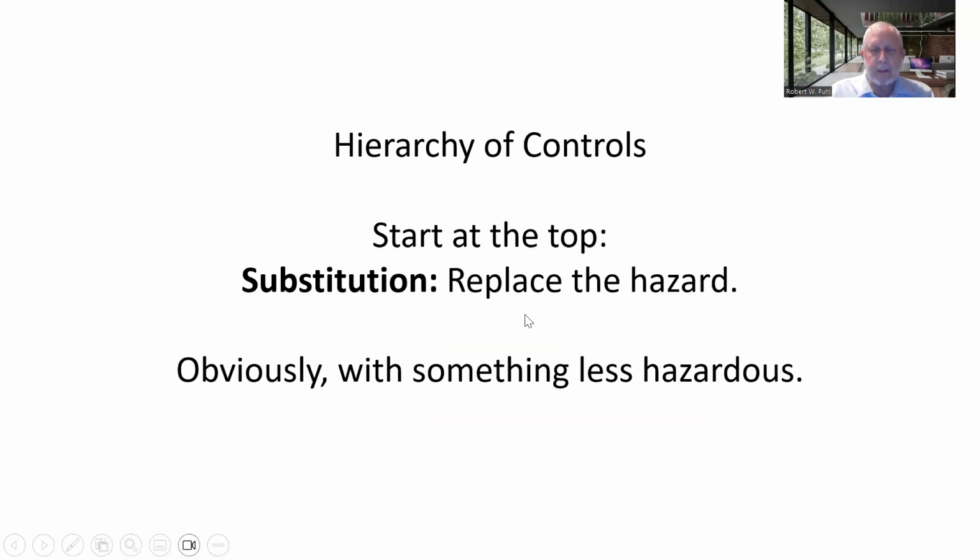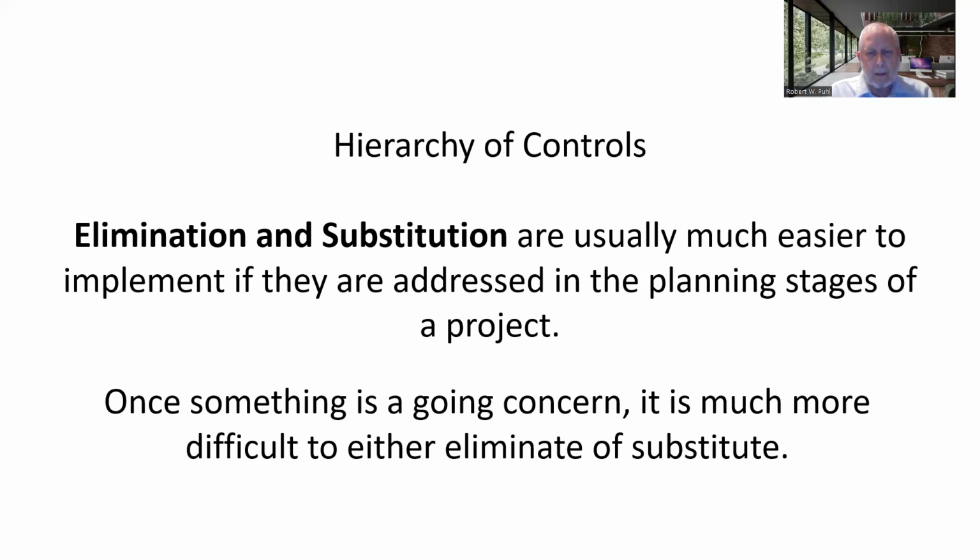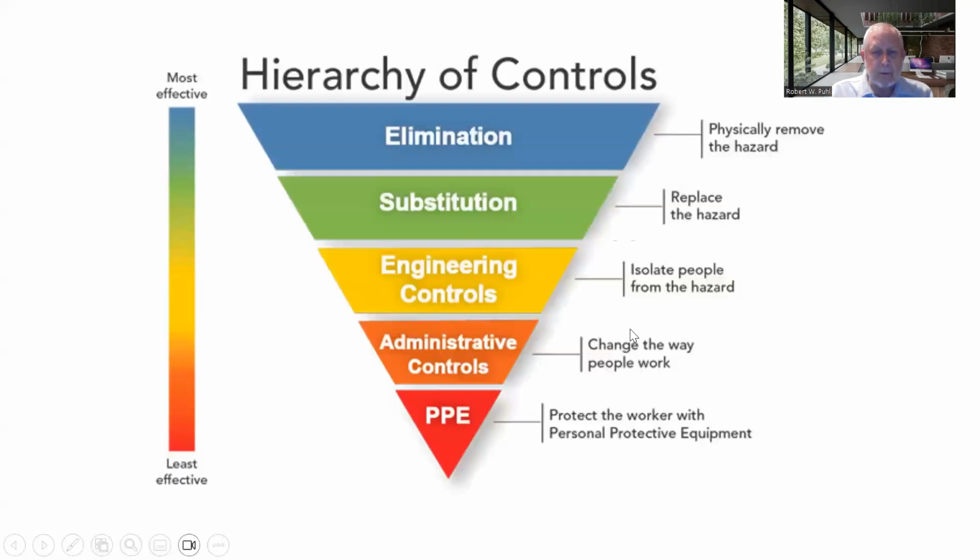So again, start at the top. Substitution, replace the hazard, obviously with something less hazardous. Elimination and substitution are usually much easier to implement if they are addressed in the planning stages of a project. Once a project is ongoing or systems are in place and going, it's hard to eliminate or substitute something. Sometimes it can be done, but again, things vary. They are much easier to implement if they're addressed early on. Again, once something is more of a going concern, it's much more difficult to either eliminate it or substitute for it. So again, elimination, physically remove the hazard; substitution, replace the hazard.